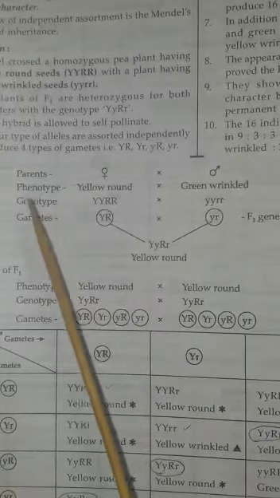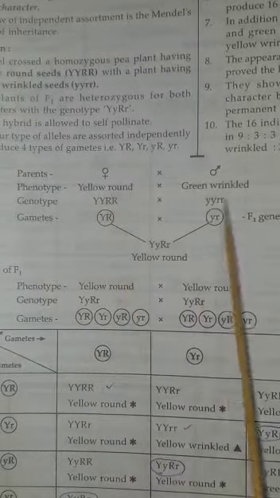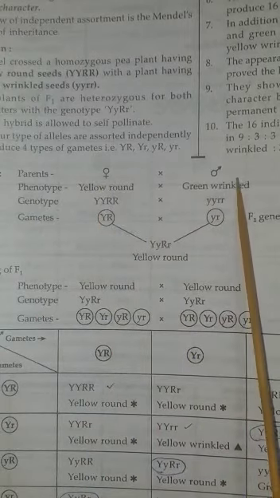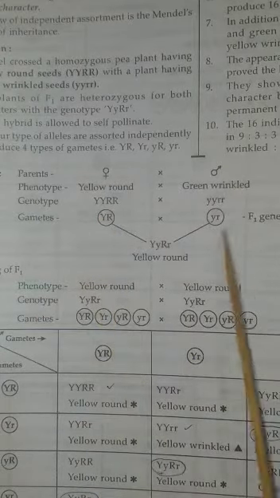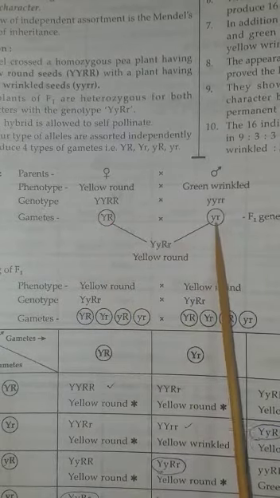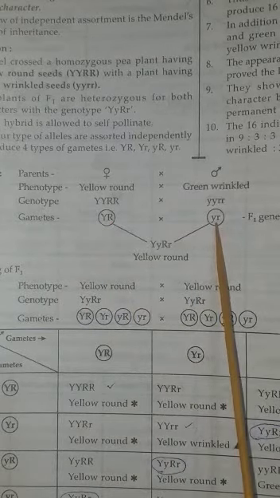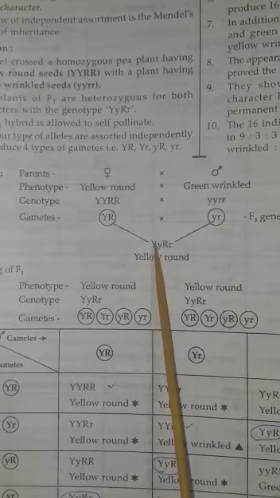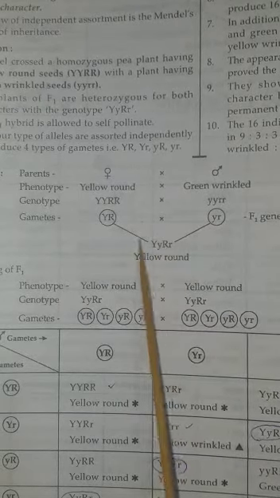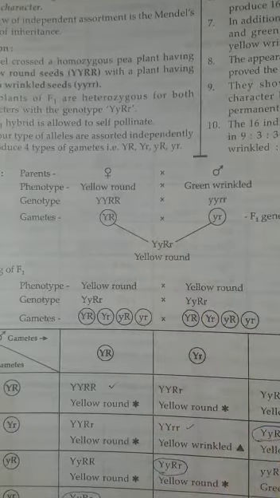For example, here is the cross. Yellow round, green wrinkled. Yellow round is the female parent, green wrinkled is the male parent. When they are crossed with each other, the gametes of yellow round are capital Y, capital R, and the gametes of green wrinkled are small y, small r. In the F1 generation, we get capital Y, small y, capital R, small r, meaning all yellow round plants, because yellow round is the dominant character.